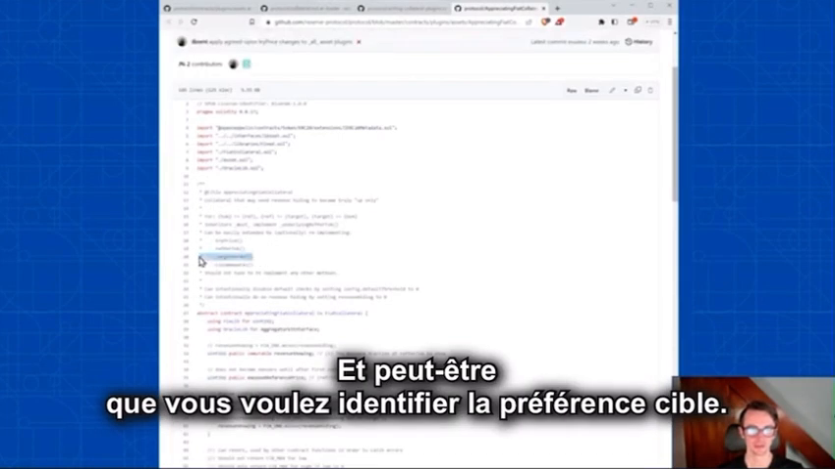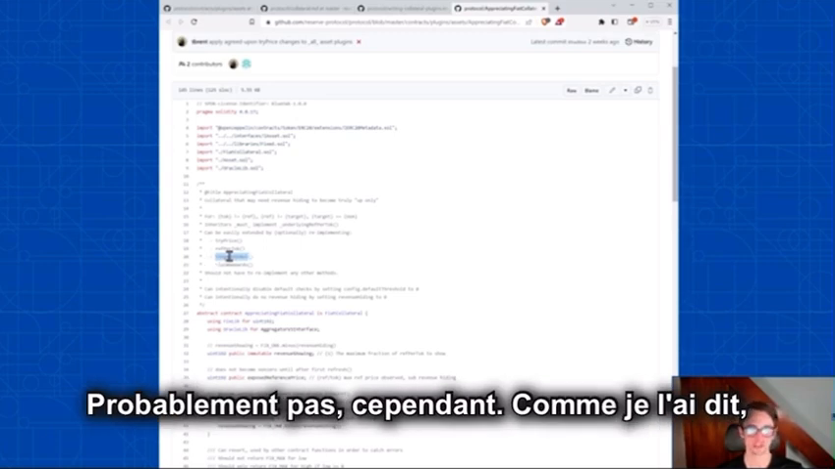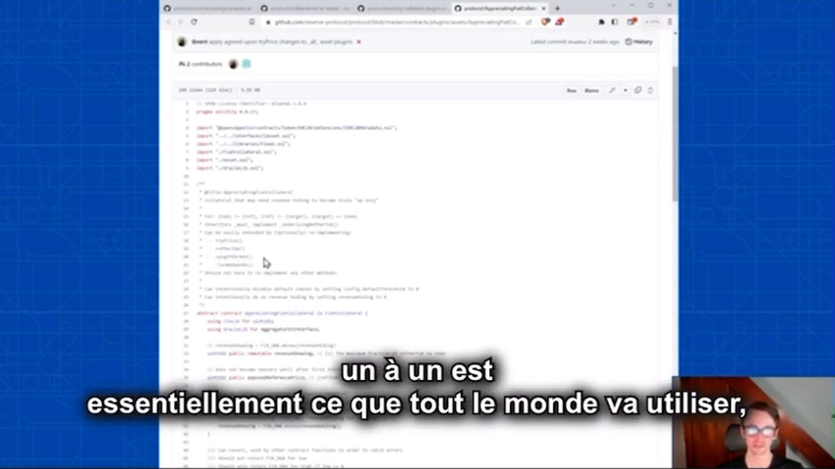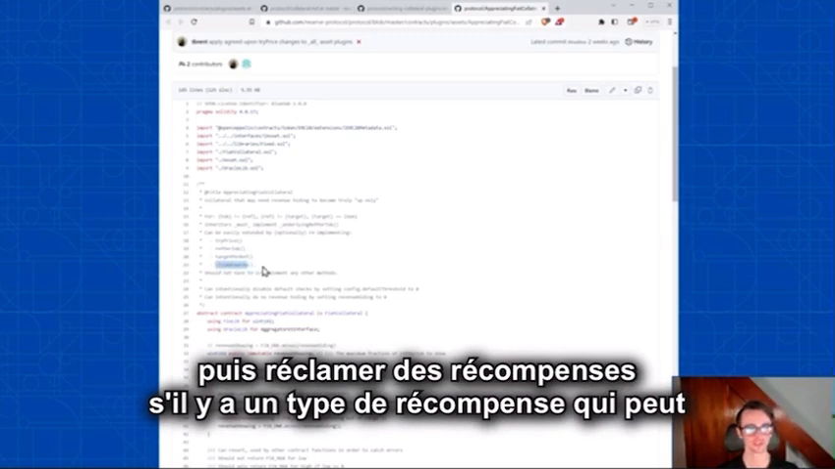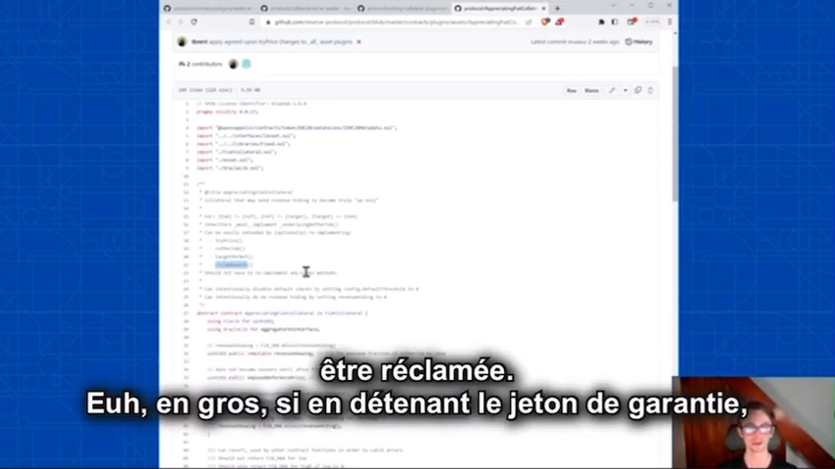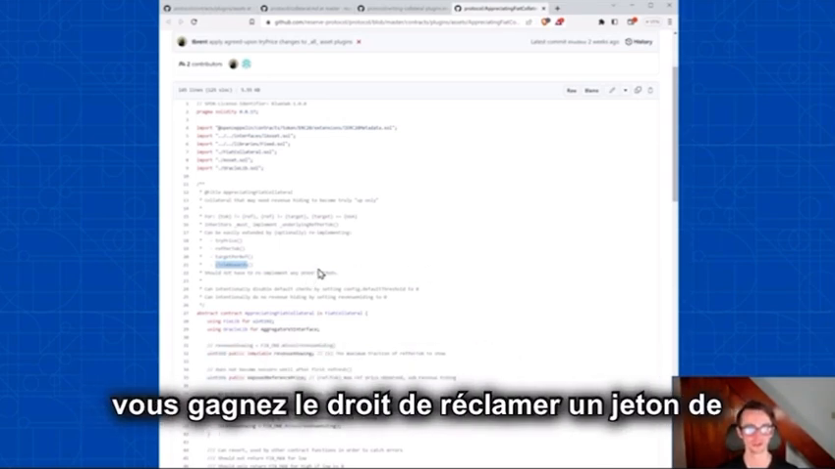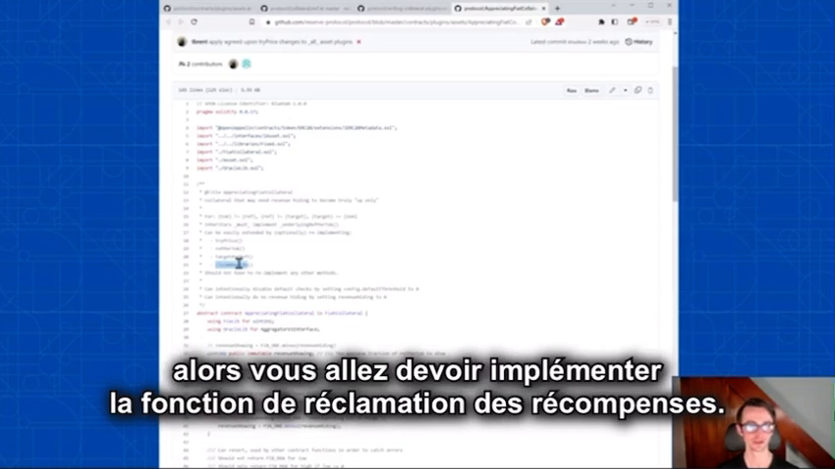And maybe you want to identify target per ref. Probably not though. Like I said, 1-to-1 is basically what everything's going to use. And then claim rewards. If there's some type of reward that can be claimed, basically if by holding the collateral token, you earn the right to claim some governance token or reward token, then you're going to have to implement the claim rewards function.